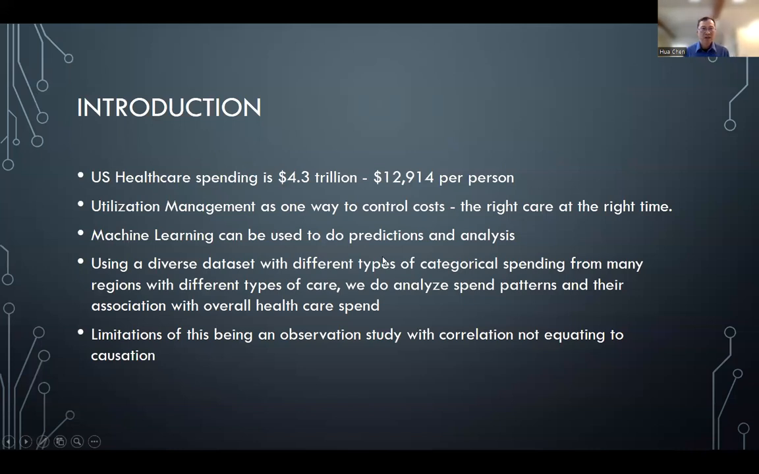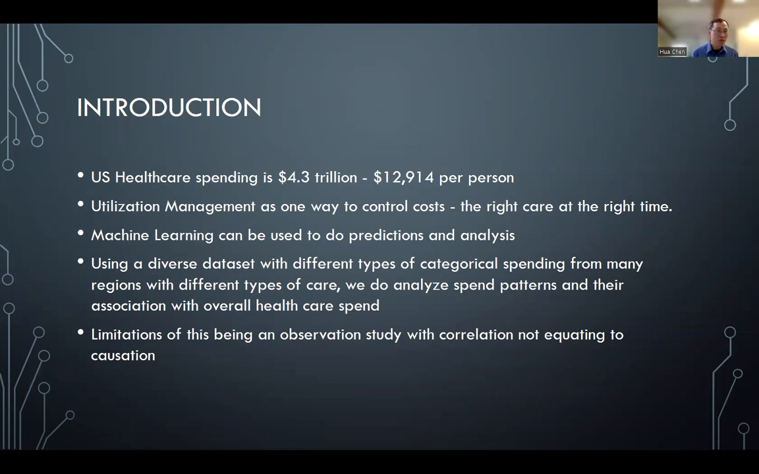So first of all, medical spending in the United States is very high, $4.3 trillion. Currently this year, it's averaging out to $12,000 per person. Utilization management is the idea where you can try to take a look and manage the different aspects of medical spend. And by managing different aspects of medical spend, you can take a look at overall spend and control the costs of the overall spend.